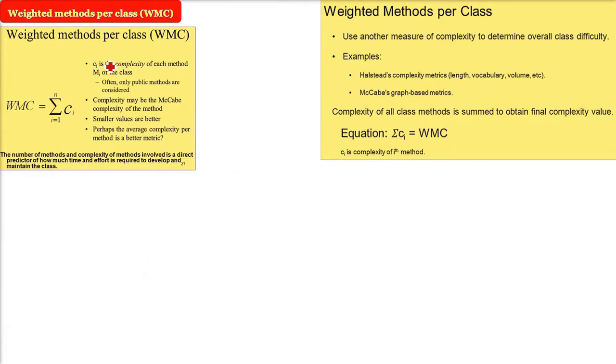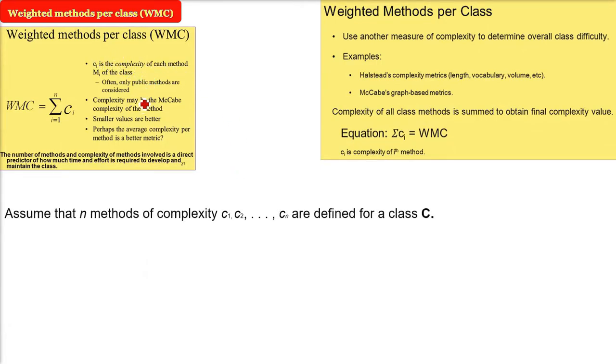Weighted methods per class, WMC. Now what does it mean? Just assume that we have a class C and we have, say, n methods in this class, and these n methods have complexity C1, C2 till Cn. So a class we have defined has certain functions, and each of them has a corresponding complexity.